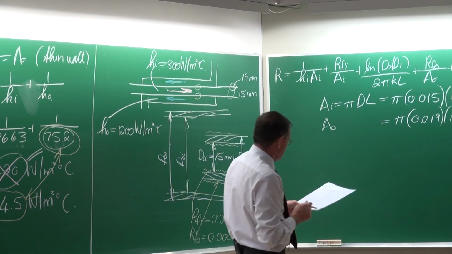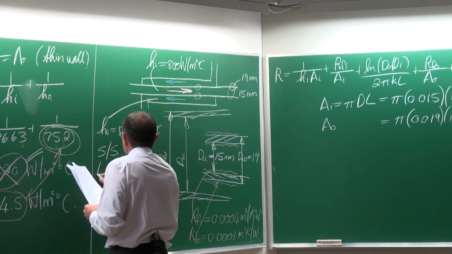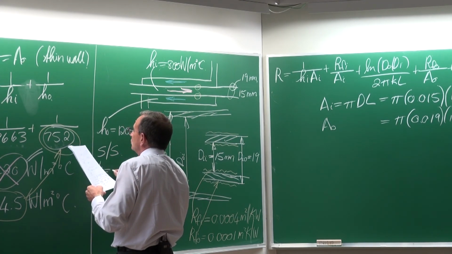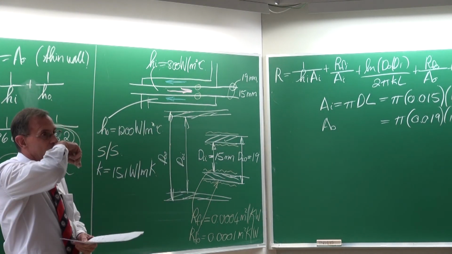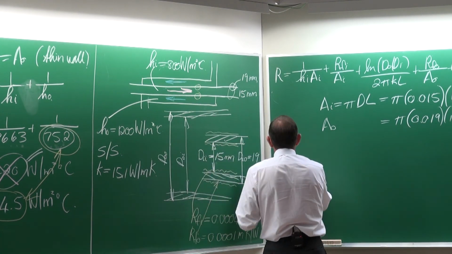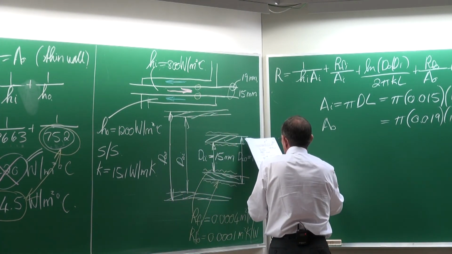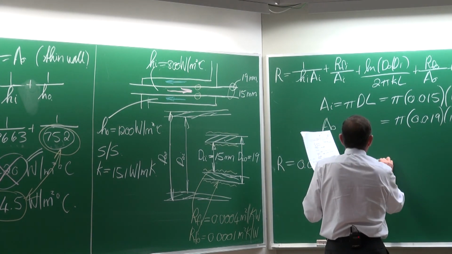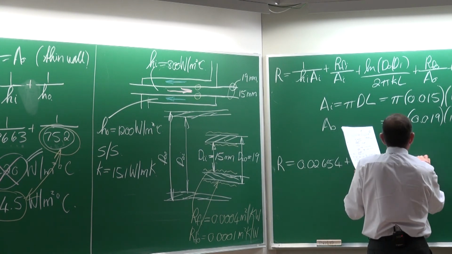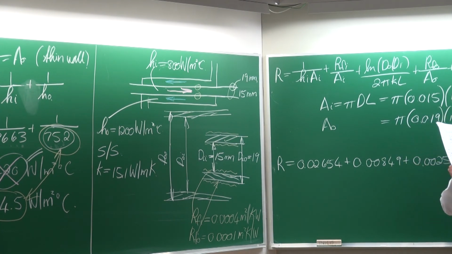There's not going to be time for me to do all the substitutions. They're also going to give that this is a stainless steel heat exchanger, so the thermal conductivity of the stainless steel is equal to 15.1 watts per meter Kelvin. So what I'm going to do is skip doing all the substitution and just give the values. So it is going to be 0.02654 plus 0.00849 plus 0.0025 plus 0.00168 plus 0.01396.